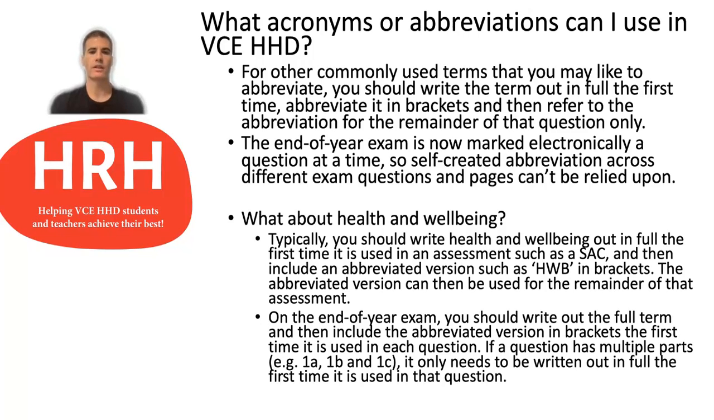But if you are in the end of year exam, because as I said before, it's marked a question at a time electronically, every time you write health and well-being out in a question, you should then put HWB in brackets and only use that abbreviation or acronym for the remainder of that question. So if it had multiple parts like A, B, and C, you can confidently use it for the remainder of that particular question. But then if in the next question, say question 2A, for example, you are once again needing to use the term health and well-being, write it out in full, and then once again put the abbreviation in brackets, and then you can use it for the remainder of that particular question.